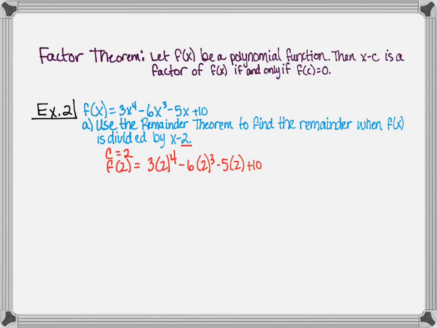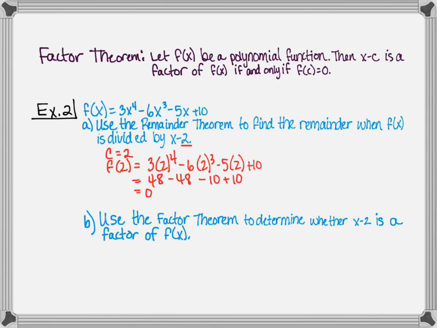f of 2 is equal to 3 times 2 to the 4th, minus 6 times 2 cubed, minus 5 times 2 plus 10, which is 48 minus 48 minus 10 plus 10, or 0. Then use the factor theorem to determine whether x minus 2 is a factor of f of x. Since f of 2 is 0, then x minus 2 is a factor of f of x. We showed that the remainder is 0, so it must be a factor.